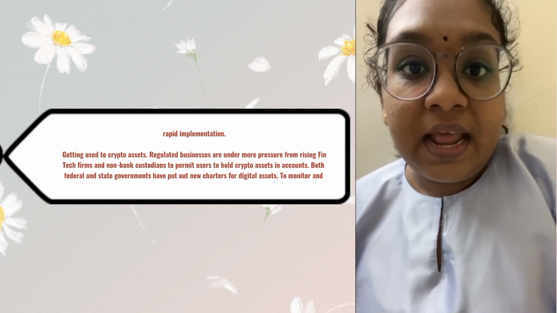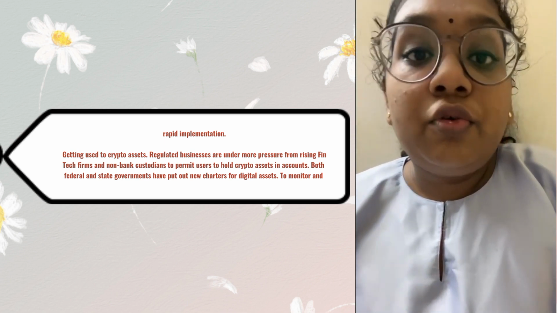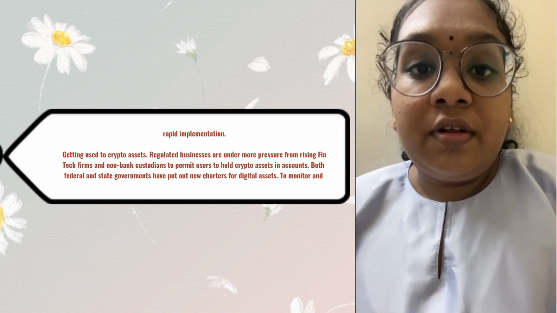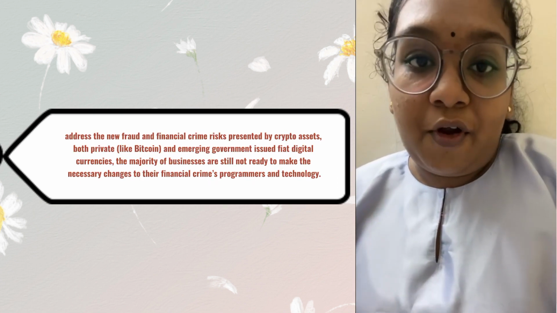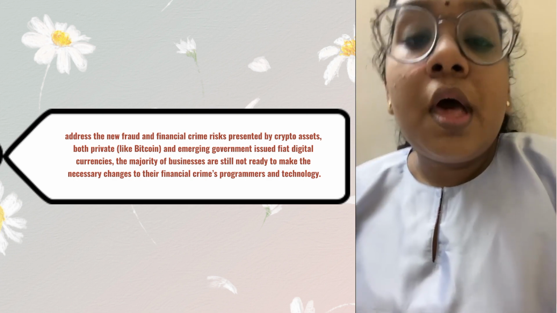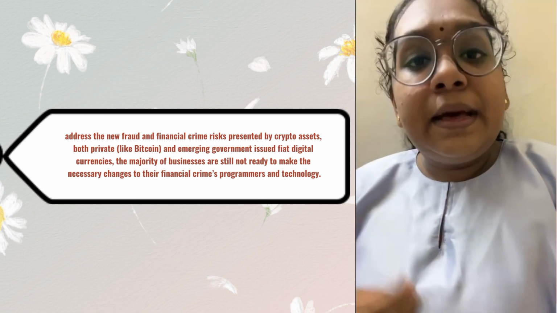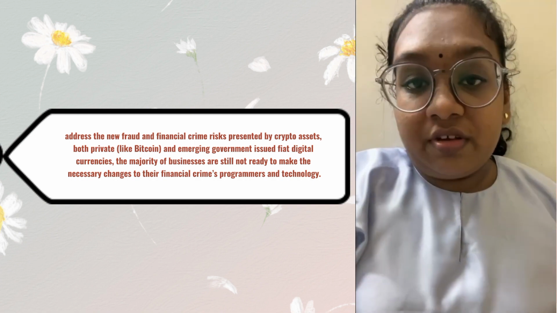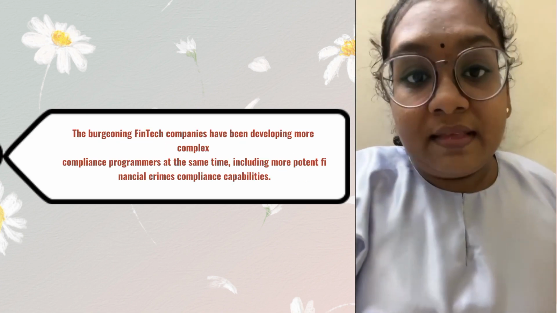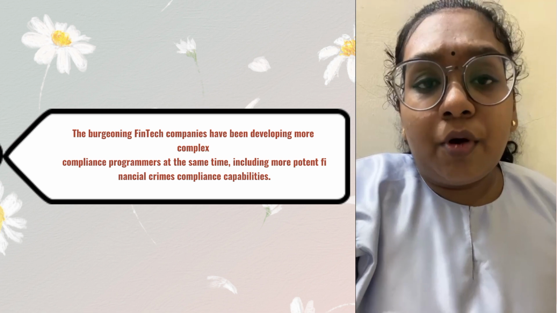Getting used to crypto assets. Regulated businesses are under more pressure from rising fintech firms and non-bank entities to permit users to hold crypto assets. Both federal and state governments have put out new guidance for digital assets to monitor and address the new fraud and financial crime risks presented by crypto assets, both privately issued like Bitcoin and emerging government-issued fiat digital currencies. The majority of businesses are not ready to make the necessary changes to their financial crime program and technology. The fintech companies have been developing more complex compliance programs at the same time, including potent financial crime compliance capabilities. Now, Vinodini will continue my part.